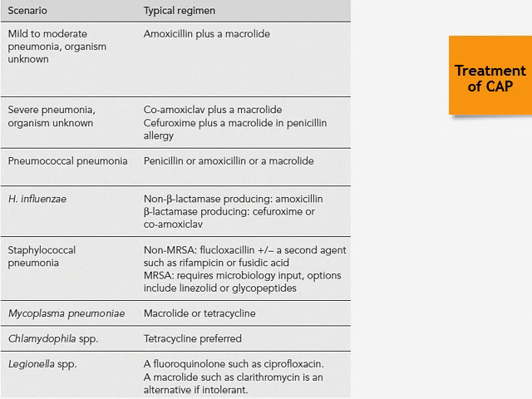Then if the patient is suffering from pneumonia from Mycoplasma pneumoniae, we can go for macrolides or tetracyclines like doxycycline. If the infection is caused by Chlamydophila species, we can again go for tetracyclines. And finally, if the patient is suffering from Legionella species, we can go for a fluoroquinolone such as ciprofloxacin, or we can go for a macrolide such as clarithromycin, if the patient is intolerant to a fluoroquinolone like ciprofloxacin.